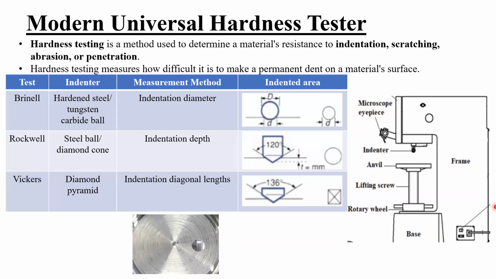When you release that load, the whole force acts on your indenter, and it gives a dent on the top of the material, like this. For Brinell, you have the ball; this ball shape is called the indenter. For Brinell, the diameter of the dent is measured, meaning how wide it has gone in. Rockwell is the depth, how much depth it has gone in, and Vickers is the diagonal lengths that are measured.